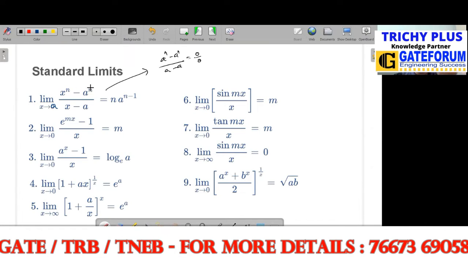We have to have the function in the form of f of x by g of x, correct? So this is f of x and this is g of x, and we can differentiate the numerator and denominator separately. So as per L'Hospital's rule, limit x tends to a. If you differentiate this, you will get n into x power n minus 1, correct? Now a power n, a is a number, so a power n is again a number, and if you differentiate a number you will get 0, correct?